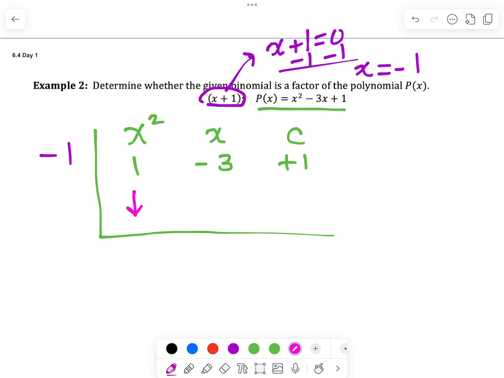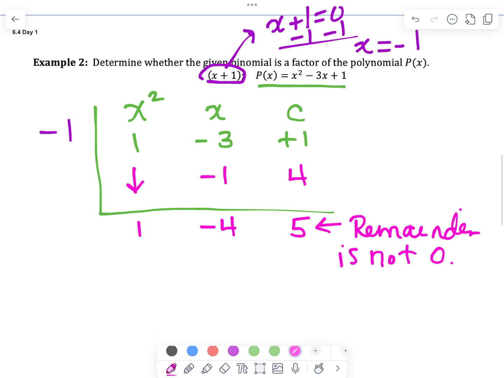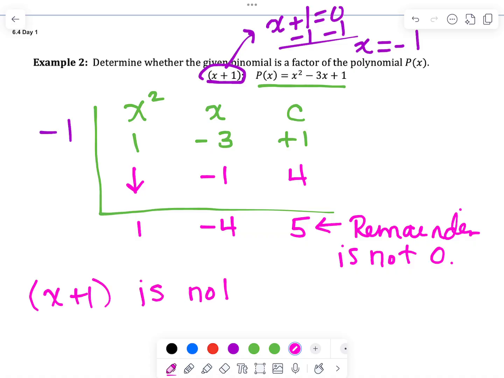Now we start our synthetic division. We bring down the 1, and we multiply 1 times negative 1, which is negative 1. Then we add the column, negative 4. Then we multiply negative 4 times negative 1, which is positive 4, and then add the column. There is a remainder here, and it's not 0. So what that tells us is x plus 1 is not a factor of the polynomial.